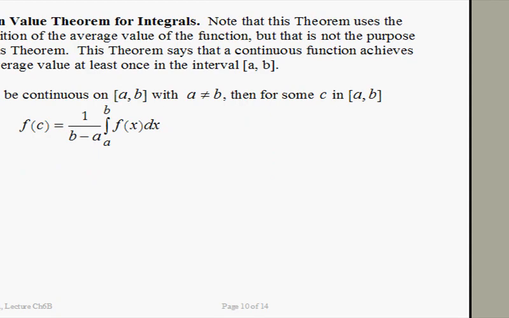Now that we know the average value of the function, we can look at the mean value theorem for integrals, and you will see a parallel between this and the mean value theorem for differentiable functions. The mean value theorem for integrals states that for a function f that's continuous on the interval [a, b], and we want a not equal to b, then there is some value of x, which I'm calling c, in that interval where the function equals the average value. And that's what the mean value theorem for integrals says.